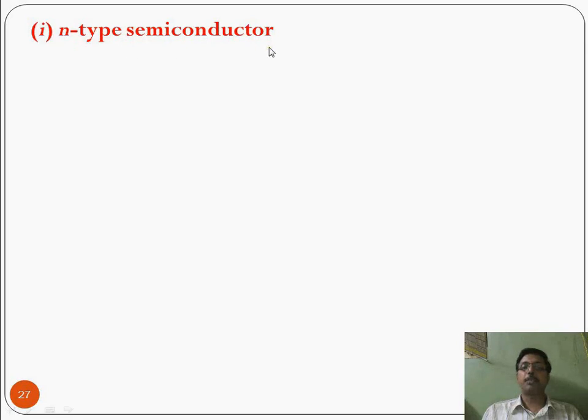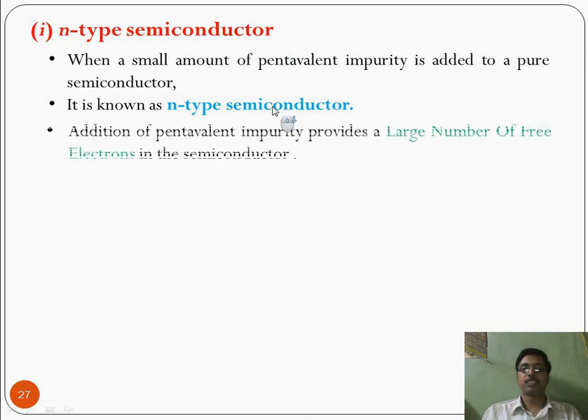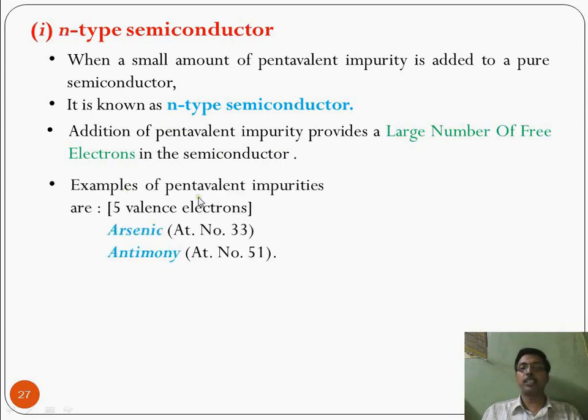What is an N-type semiconductor? When a small amount of pentavalent impurity is added to a pure semiconductor, it is known as an N-type semiconductor. This addition of pentavalent impurities provides a large number of free electrons in the semiconductor. The examples of pentavalent impurities, that is, impurities which have 5 valence electrons, are arsenic and antimony. Arsenic has atomic number 33 and antimony has atomic number 51.